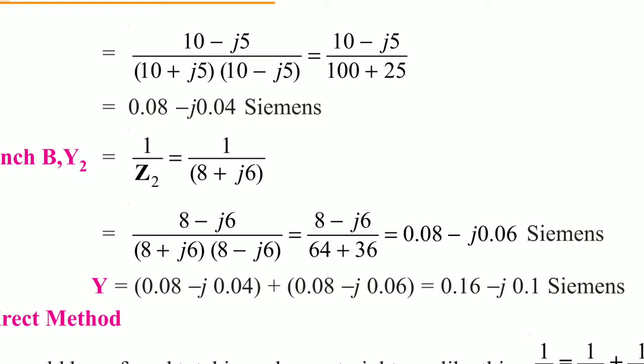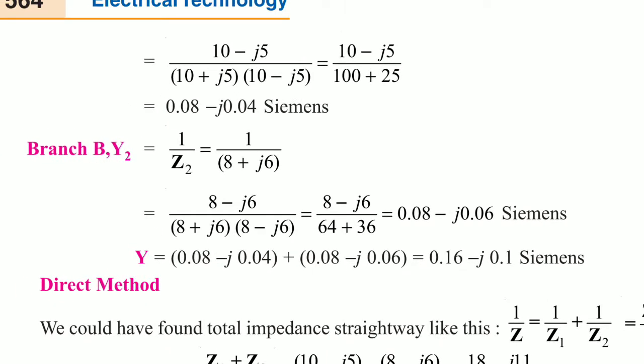So here this is the admittance. So we can add these two, Y1 plus Y2. The total admittance Y is equal to 0.08 minus j0.04 plus 0.08 minus j0.06. Here 0.08 is the conductance of branch 1 or branch A, and 0.08 is the conductance of branch 2 or branch B. These two are added, that is 0.16.